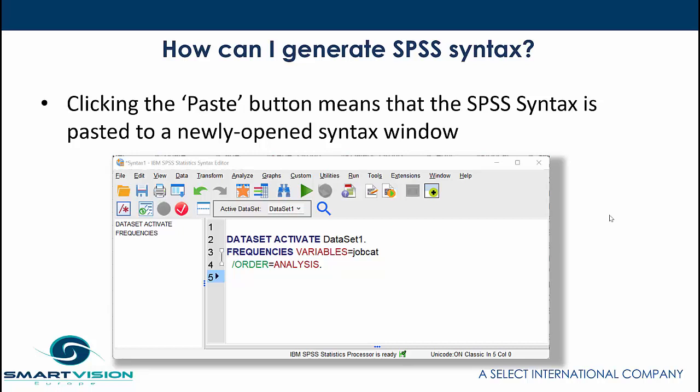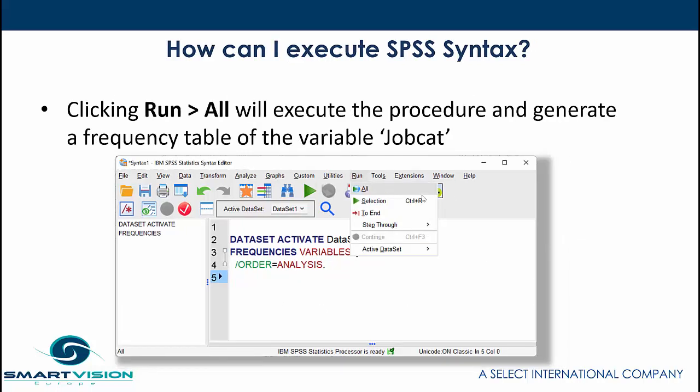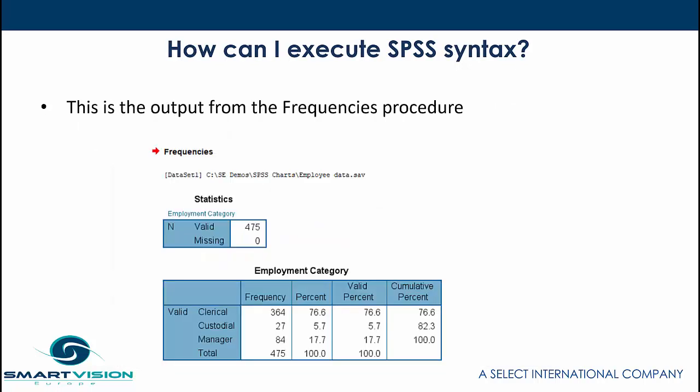If you wanted to run the syntax in the syntax window, you could click on the Run menu here and simply click All, and it would run all of the syntax within that particular window. In this case, it's simply a Frequencies procedure, so it generates a single frequencies table output.